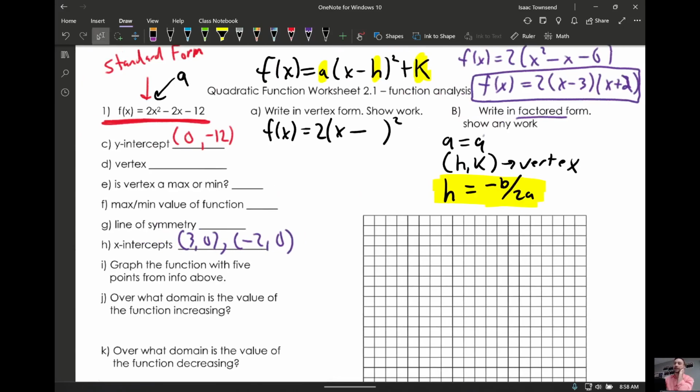So for us, if we did opposite of B, that would be 2, divided by 2 times A, which would be 4. So negative 2 divided by 4 would be negative 1/2. And minus a negative becomes plus. So that's one way to find H. There is a second way, but I will tell you in a few minutes.